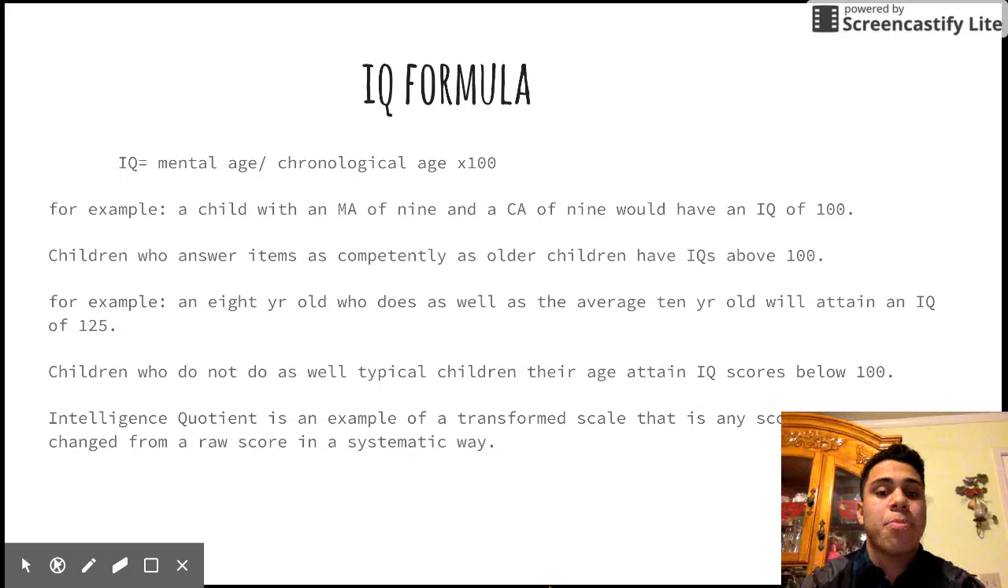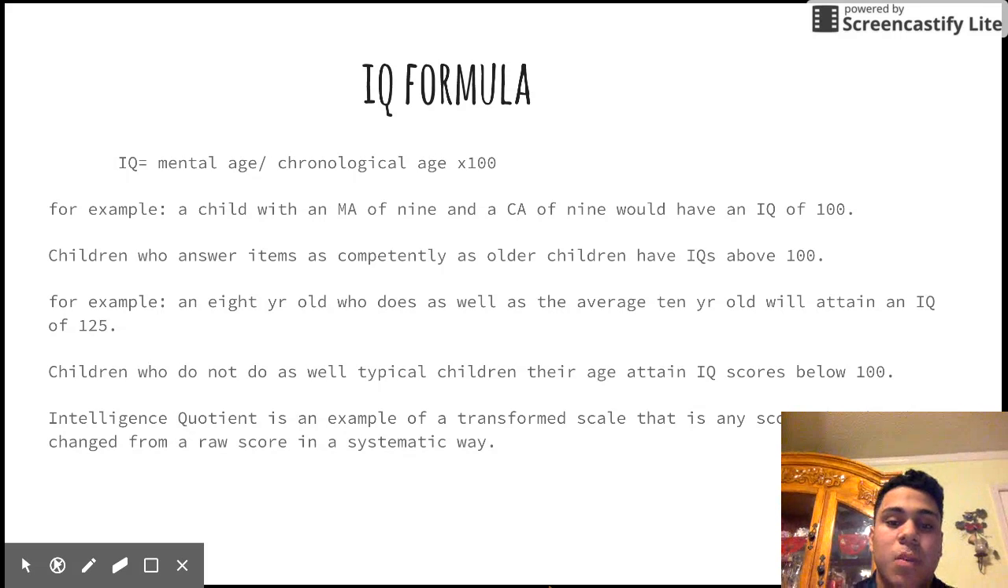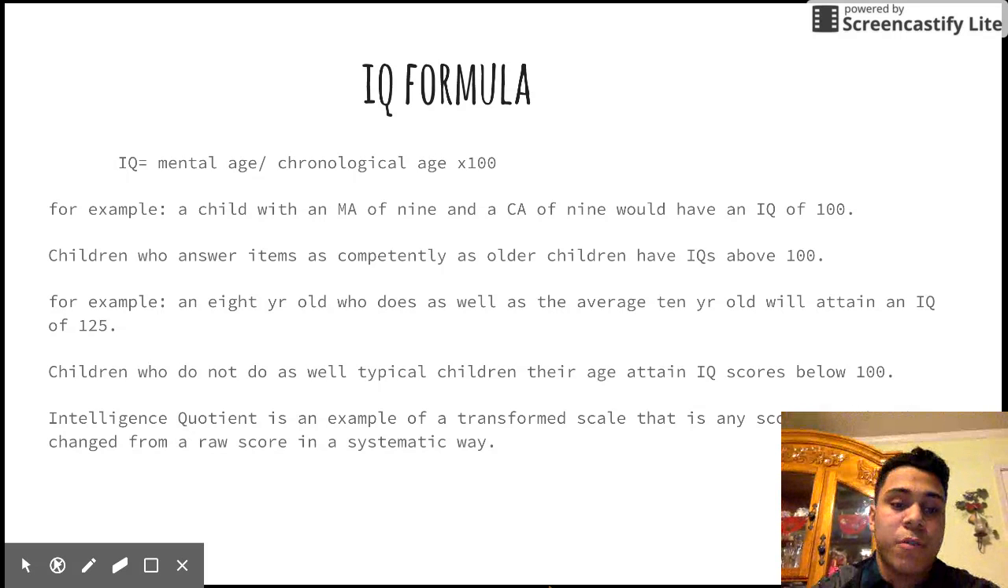IQ formula. It's right here at the top. IQ equals mental age over chronological age, times 100. For example, a child with an MA of 9 and a CA of 9 would have an IQ of 100.